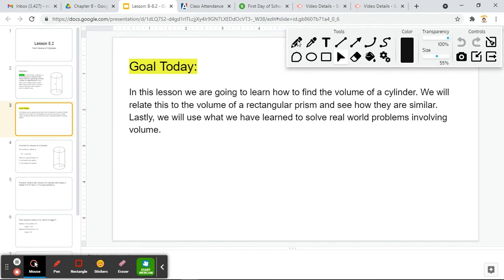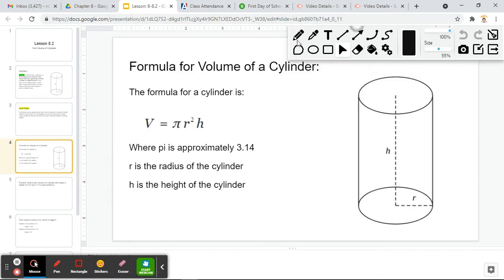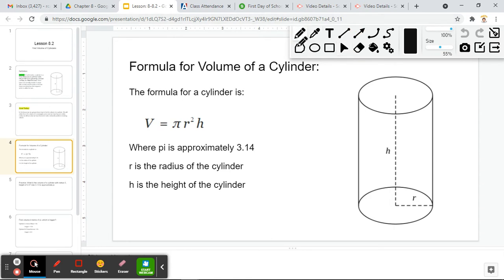So our goal for today, in this lesson, we are going to learn how to find the volume of the cylinder. We will relate this to the volume of a rectangular prism and see how they are similar. Lastly, we will use what we have learned to solve real-world problems involving volume. All right, so let's start with our formula for today. So our formula for the volume of the cylinder is volume is equal to pi r squared h, where pi is approximately 3.14, r is the radius of the circle, and h is the height of the cylinder.